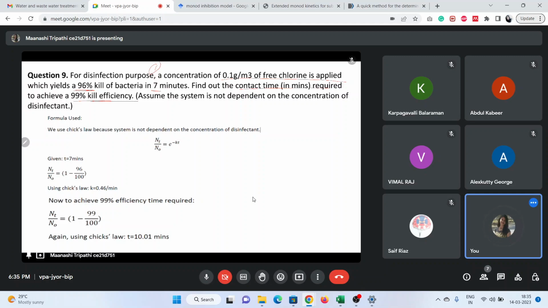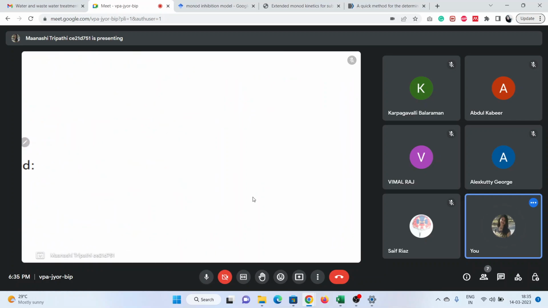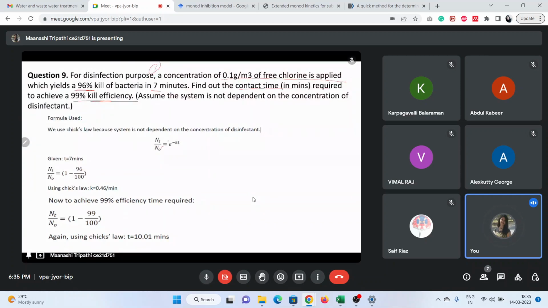So this is the Chick's law. And what is the difference when we say Chick-Watson law? There will be one more concentration term here. Then it will become Chick-Watson law. Here it is just Chick's law. So this is the equation for Chick's law. Everything is given. You have to just find out K in the first step. After finding out the K, you just have to put that K and you will see the solution.